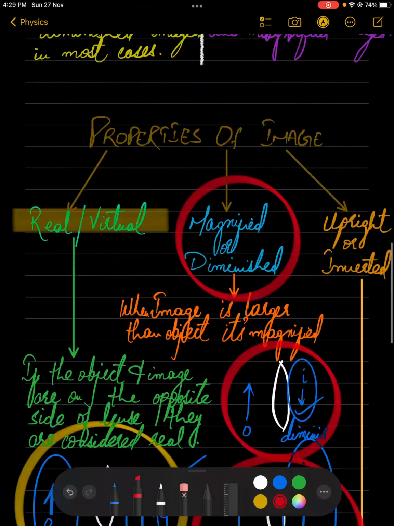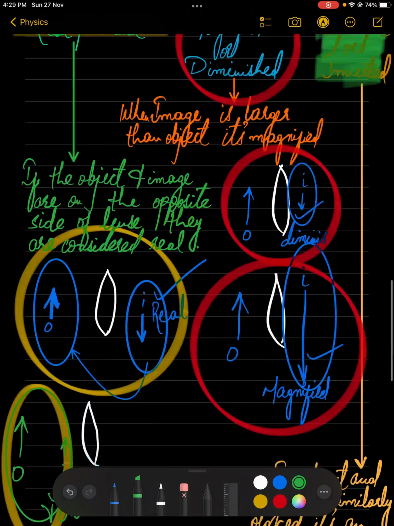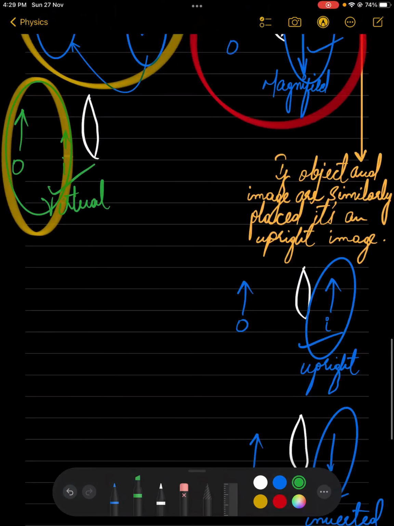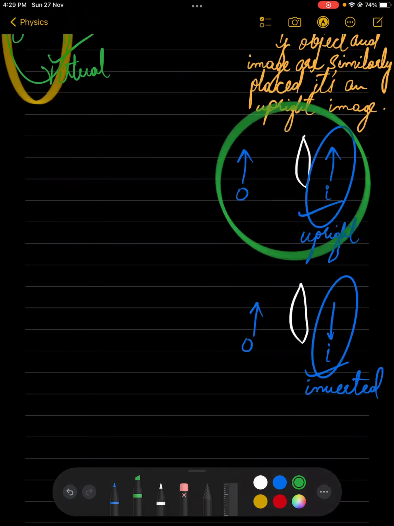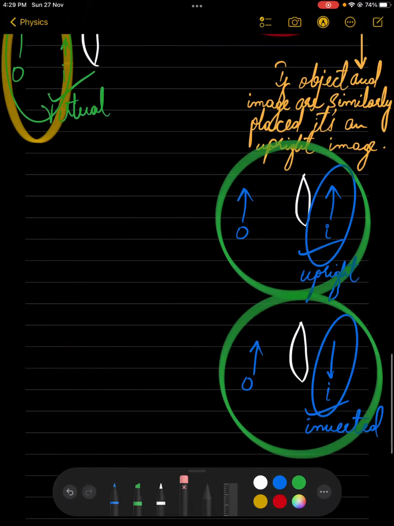Now on to the last one, we have upright or inverted case. So in this particular case, you would see that if the image and object are in the same orientation, like over here, so they'll be considered as upright. जबकि अगर आप object और image की बात करें in terms of their position and they are oppositely placed, like object was facing upward while the image is facing downward, तो इसको हम कहेंगे inverted image. I hope all of you are perfectly clear with this.